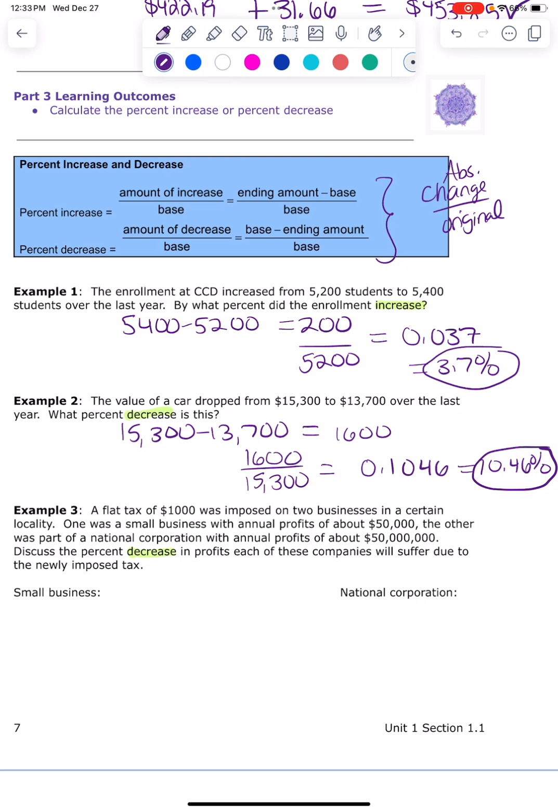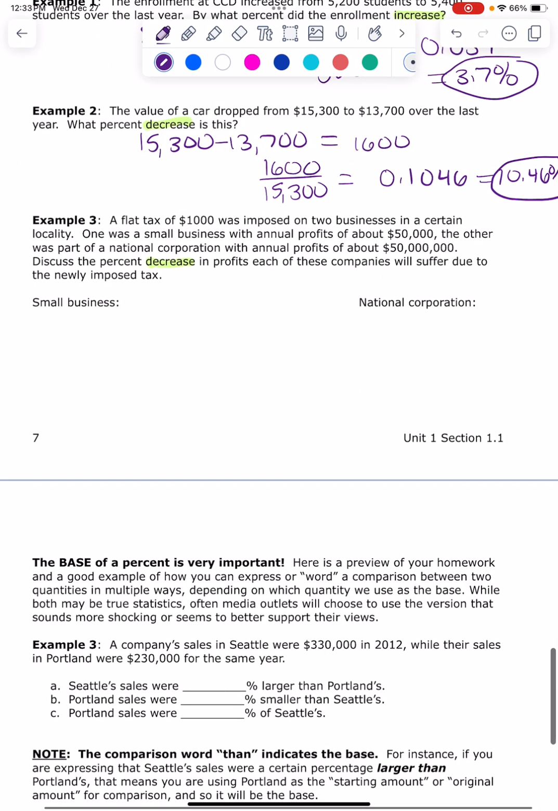Example 3, a flat tax of $1,000 was imposed on 2 businesses in a certain locality. One was a small business with annual profits of about $50,000, and the other was a national corporation with annual profits about $50 million. Discuss the percent decrease in profits each of these companies will suffer due to the newly imposed tax. So this isn't just subtract the 2 numbers and divide by the original, even though it does say percent decrease. So this is a percent decrease problem, but it's a little bit different.